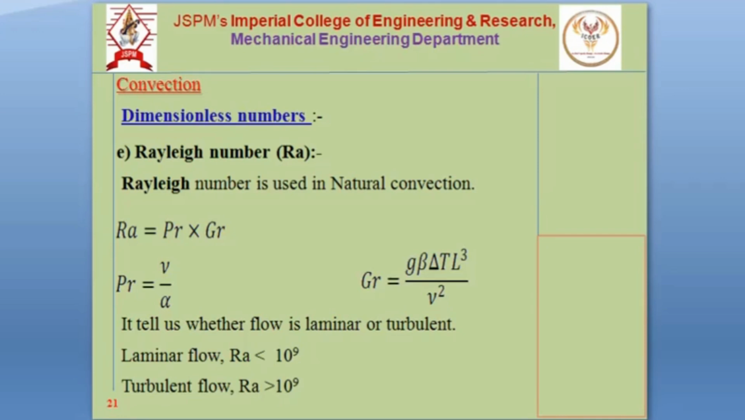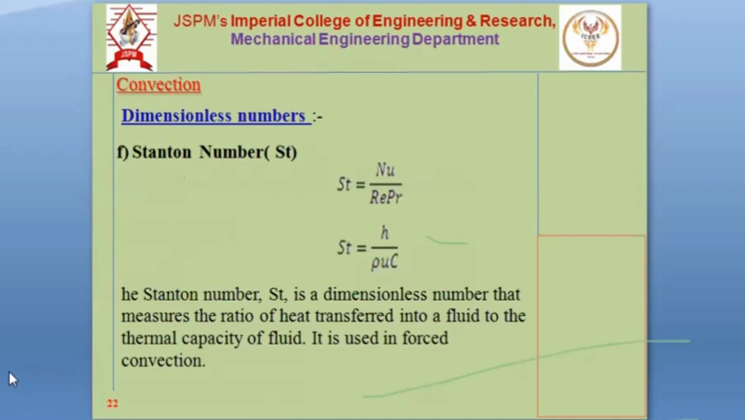So what is the use of the Rayleigh number? The use of the Rayleigh number is to tell, in natural convection, whether the flow is laminar or turbulent. That is the use of the Rayleigh number.